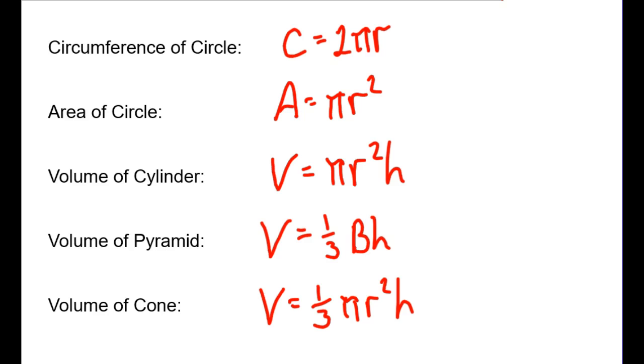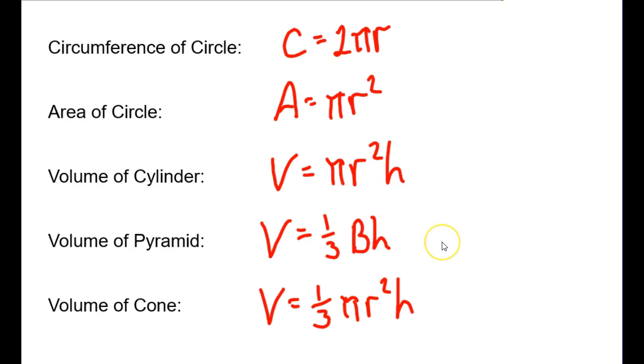A few formulas for us to go through. We've gone through these formulas previously, but it's always good to go through them again. First, the circumference of a circle. The circumference is equal to 2 times pi times the radius. The area of a circle is equal to pi times the radius squared. The volume of a cylinder is equal to pi times the radius squared times the height.